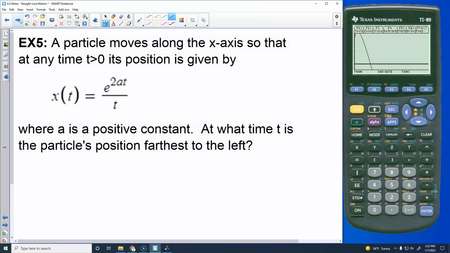All right. So a particle moves along the x-axis so that at any time t greater than 0, its position is given by this equation. A is a positive constant. At what time t is the particle's position furthest to the left? We do, but it's going to be way harder, because we can't graph this. Nope, because of that A right there. We don't know what it is.